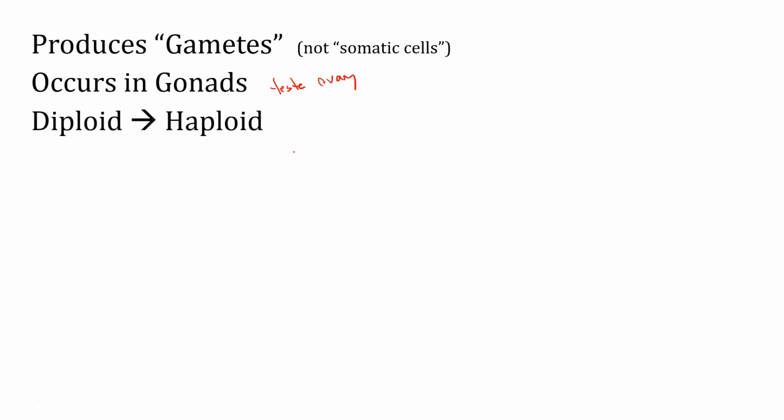And the thing that makes this process unique is that it converts a diploid cell into a haploid cell. If it was mitosis, it would just be a copy of the diploid cell into another diploid cell. How this occurs varies depending on if we're talking about animals or plants or fungi or what have you.